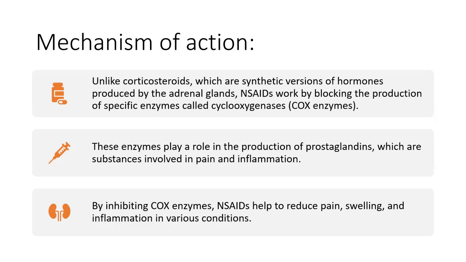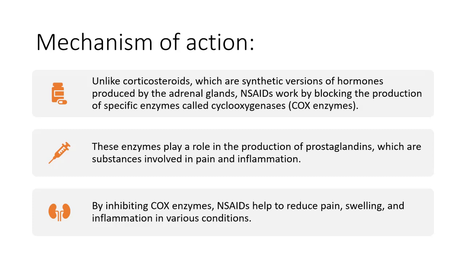The mechanism can be summarized as follows. Non-selective NSAIDs inhibit both COX-1 and COX-2 enzymes, providing broad anti-inflammatory effects but also increasing the risk of gastrointestinal side effects due to reduced protection of the stomach lining. Selective COX-2 inhibitors. These NSAIDs specifically inhibit the COX-2 enzyme, targeting the inflammatory response while sparing COX-1. This selectivity aims to reduce inflammation and pain with fewer gastrointestinal side effects, although they may carry other risks, such as cardiovascular issues.